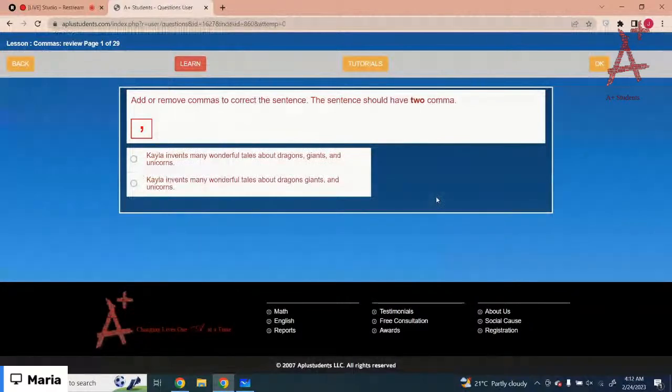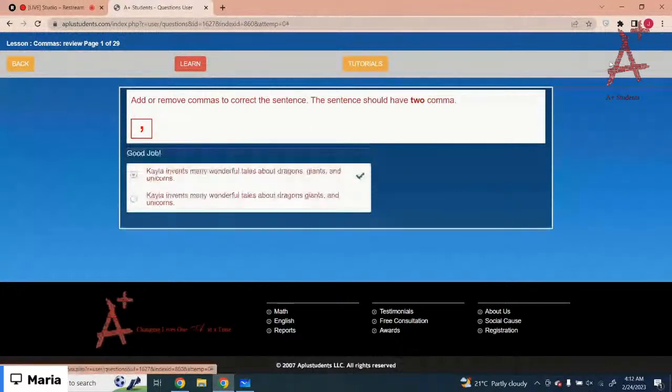Kayla invents many wonderful tales about dragons, giants, and unicorns. So, which is the correct option? Option 1 or option 2? Which is the correct option? Yes, option number 1 is the correct option. You have to put a comma right after each item, like after dragons, after giants, but not after the last one. Got it? So, option number 1 is the correct option.